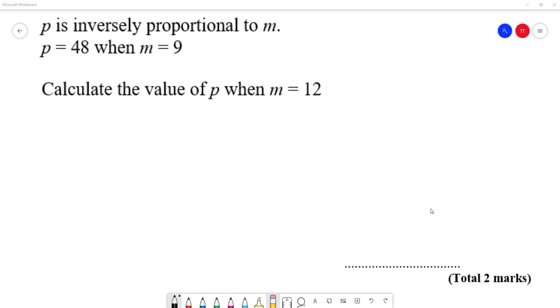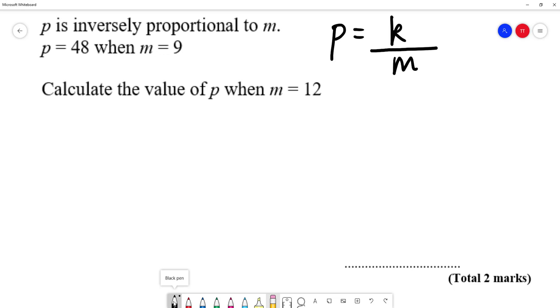In this video, we're going to look at inverse proportion. So if we take an inverse proportion question here, this question says P is inversely proportional to M. For a question like this, the first statement we write down is P equals K. Because it's inversely proportional to, instead of times, it's the opposite. We divide. So it's divided by M. That's the first statement we write down.